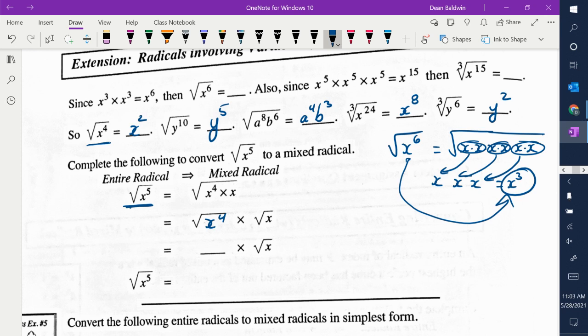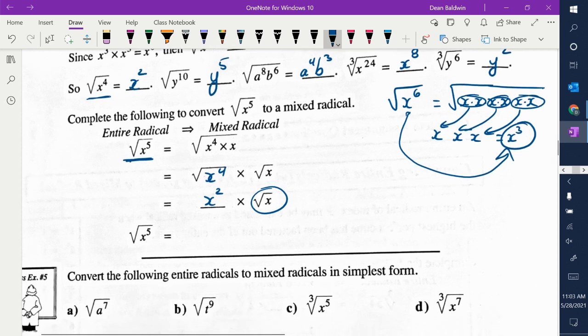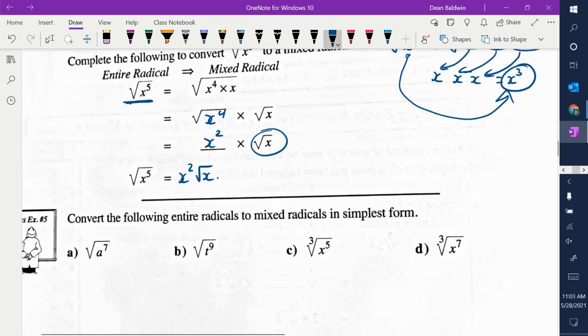What is this? What's the square root of x to the 4? x squared, right? You can't do anything with this. So your answer is just x squared root x. So if it's not perfectly divisible by your index number, rewrite it into something that is. All right, here's the last 4 questions for today.